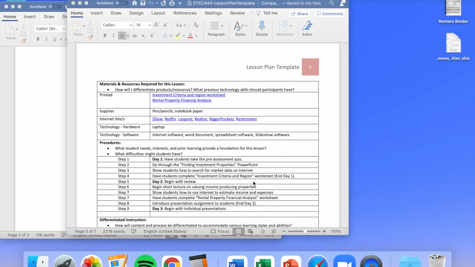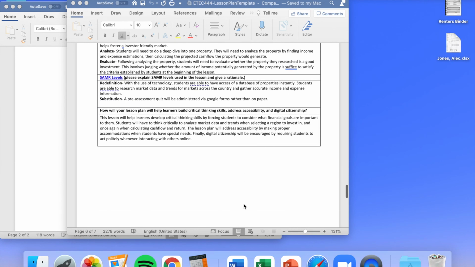Then beginning with day two, there'll be a short review and then a short lecture on how to value income-producing properties, so how to find the relevant information about expenses and income. Then I'll show students how to use the internet to find some relevant estimations for these numbers. After that, students are going to complete the second worksheet that we referenced earlier. Then I will introduce the presentation assignment at the end of day two. And then day three will consist of just individual presentations.